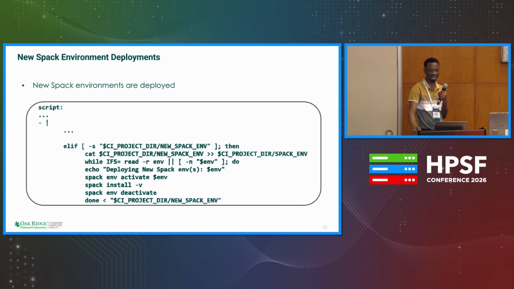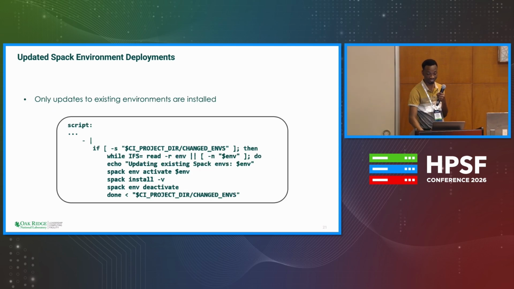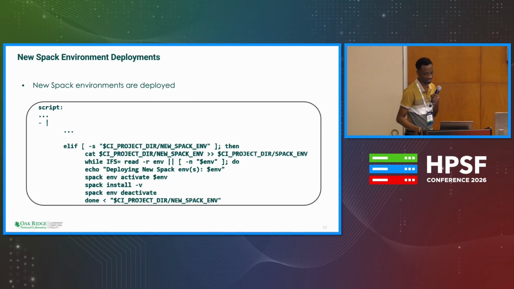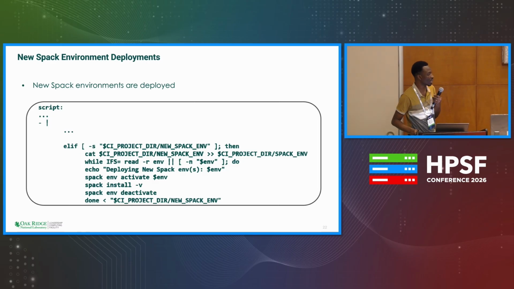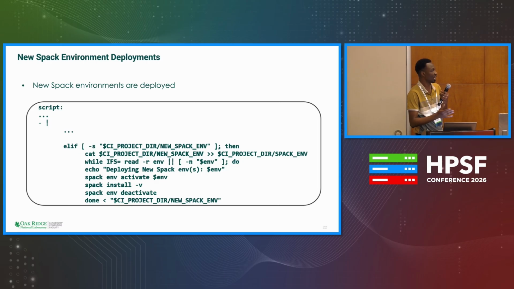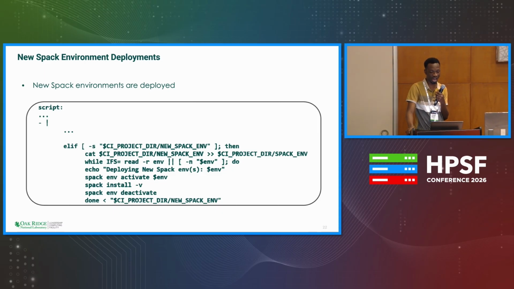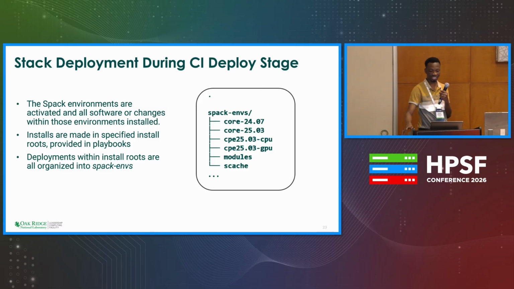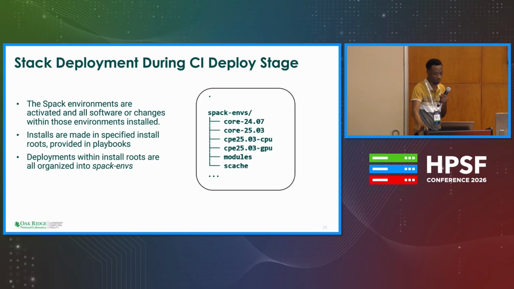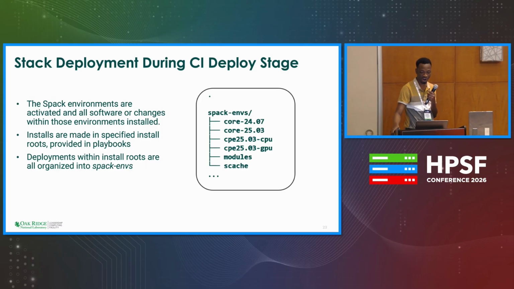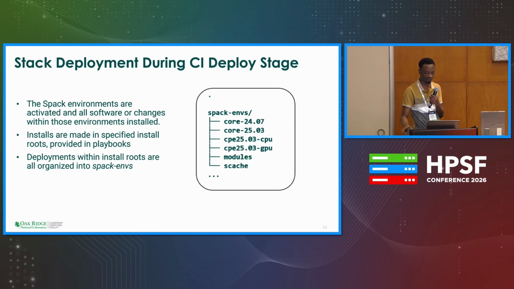Okay, so that's if we had a changed environment. Now for a new environment, it's the same thing. Whatever new environment it has captured that differs from the very first deployment in the Spack environment file, it's going to loop through that and have Spack install those as well for us. So at the end of the day, all the different environments that exist, whether they are new environments or updates to environments, it's going to install those and build modules as well.